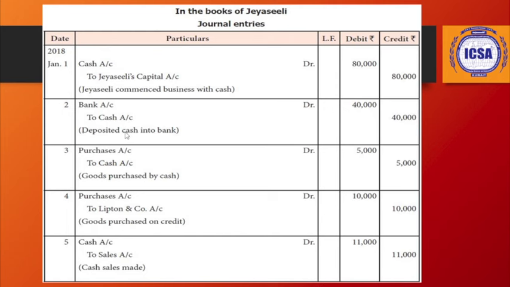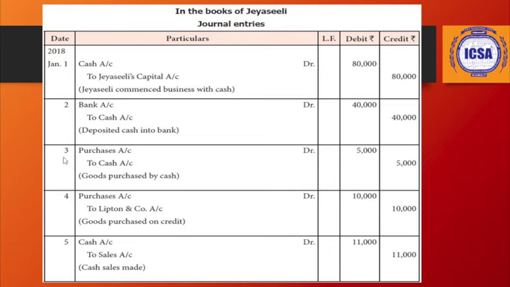So we can see the description of the entry: deposited cash into the bank. Out of the 80,000 invested in the business, 40,000 has been deposited into the bank. So the bank account has increased by 40,000, that's why it is debit. Bank asset has increased, and here we had cash asset of 80,000, but 40,000 has been deposited. So the cash account has decreased by 40,000. That's why cash is credit on this side.